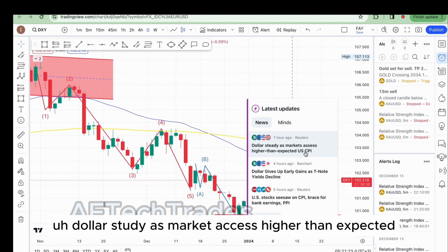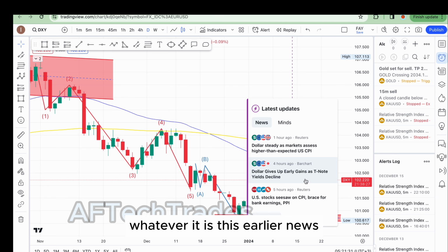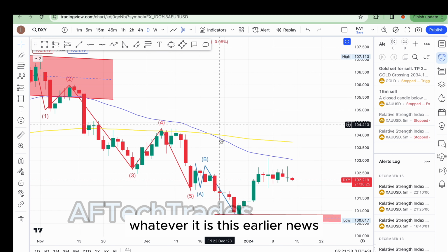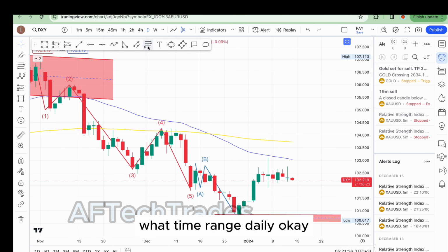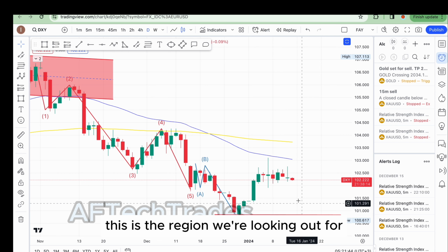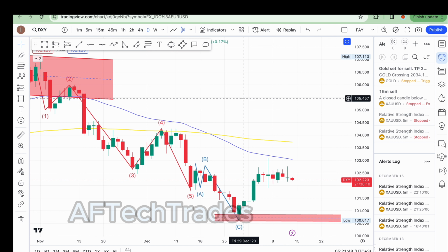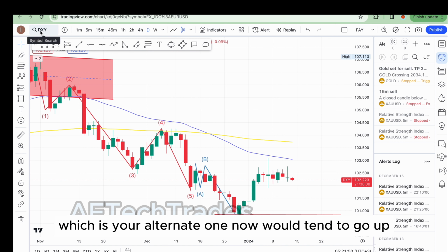Dollar steady as market assesses higher than expected US CPI. Dollar gives up early gains. These are earlier news. What time range? Daily. Okay, so if this turns out to come towards this region we're looking out for, meaning DXY going down, then the gold price, which is the alternate one now, would tend to go up.